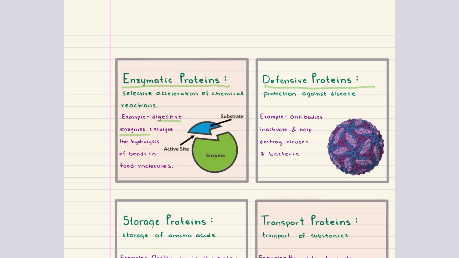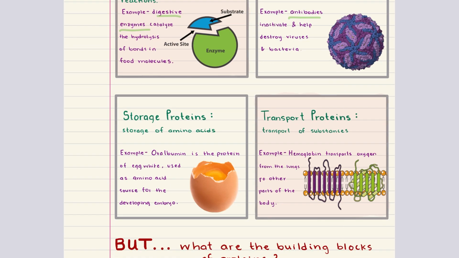Next, we have defensive proteins. These are involved in protecting the body against disease. Antibodies are a great example. They recognize and bind to foreign invaders like viruses or bacteria, and they inactivate them and tag them for destruction by the immune system. Then we have storage proteins. As the name suggests, these proteins store amino acids or other important molecules for later use. One example is ovalbumin, which is found in egg white. It serves as a reservoir of amino acids for the developing embryo.